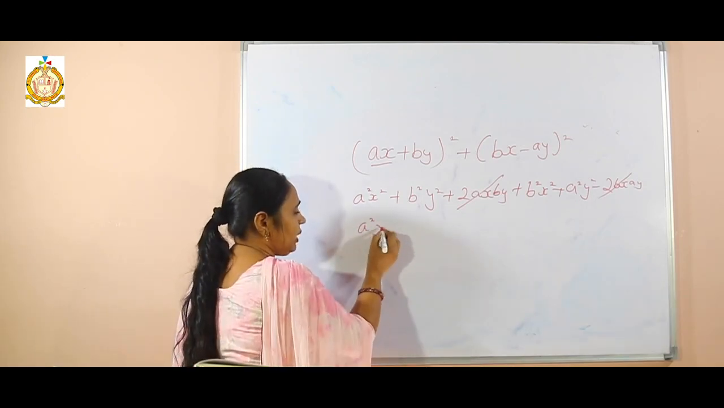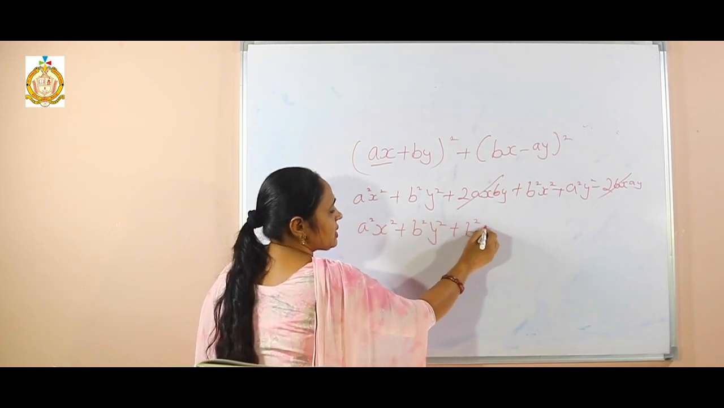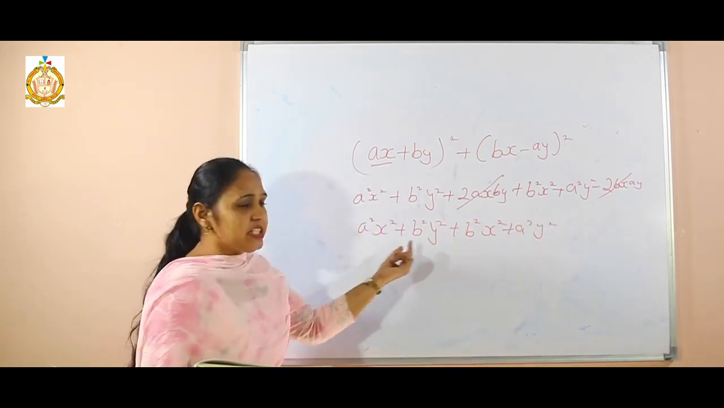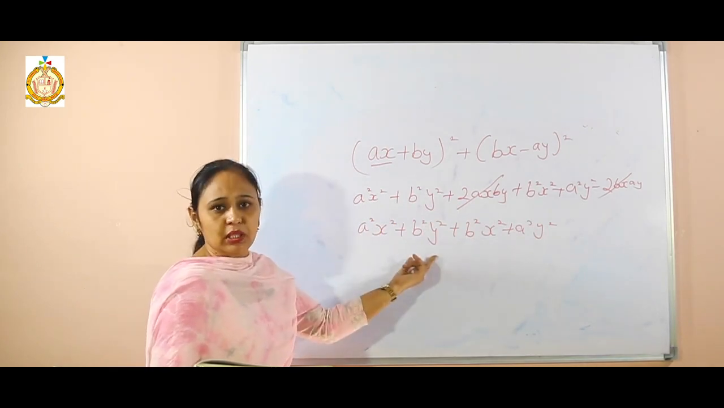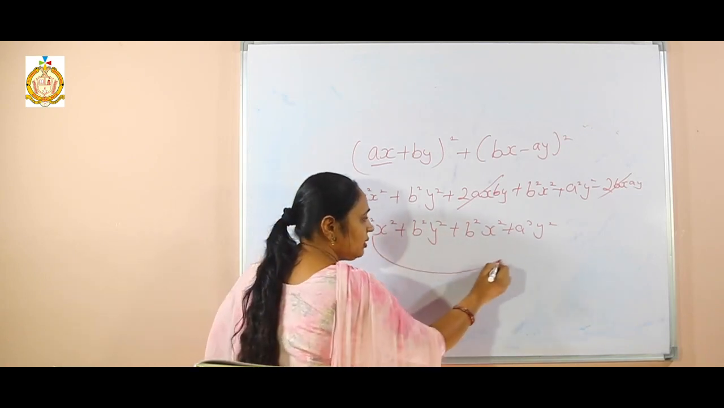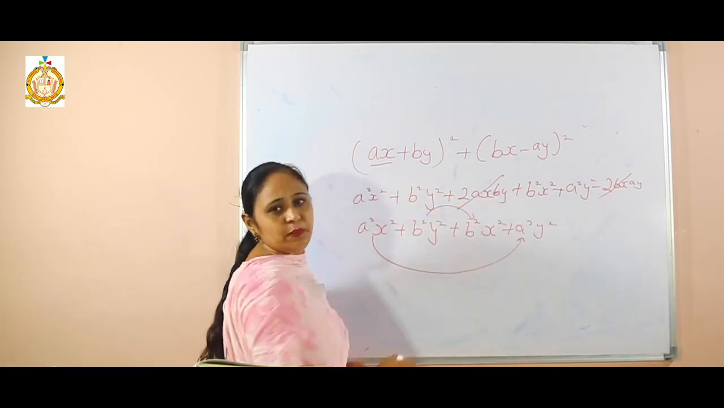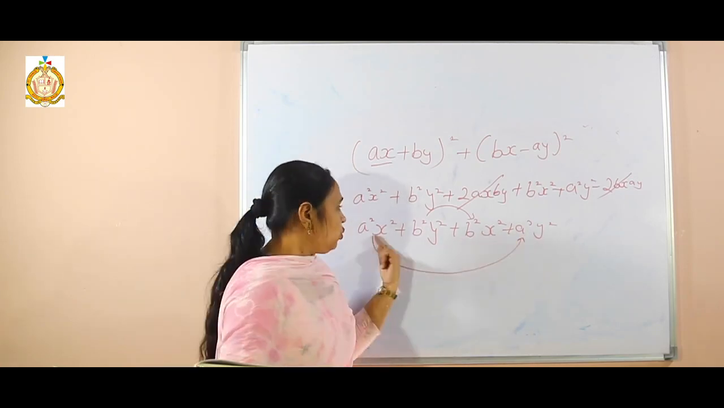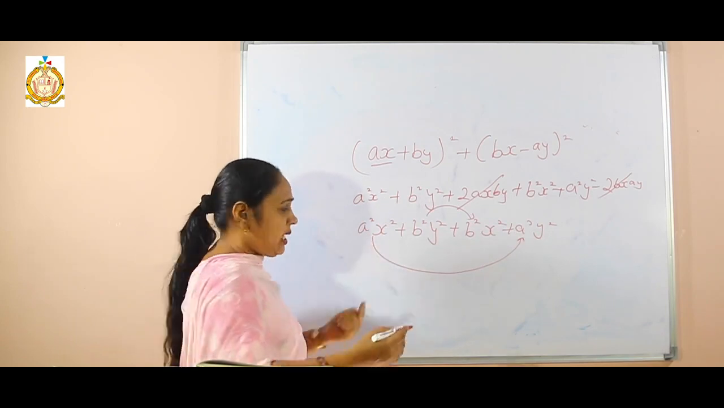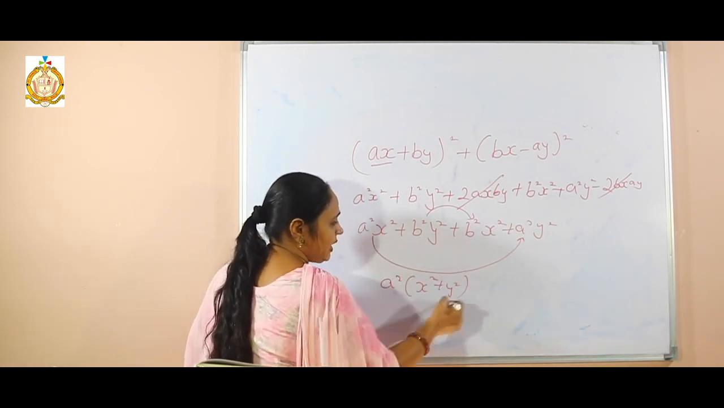a square x square, b square y square, b square x square, a square y square. Now see, if I take the first values, nothing is common here. That means I have to prepare the grouping. I will take this a square with this a square and this b square with this b square. Now from these two, what is common here? You can see a square is common. I take a square common, left x square plus y square.